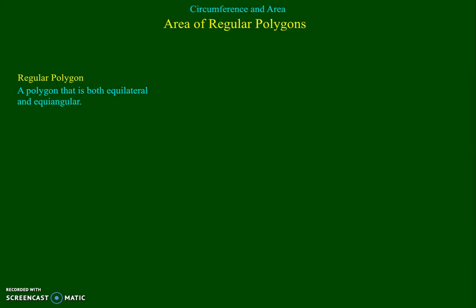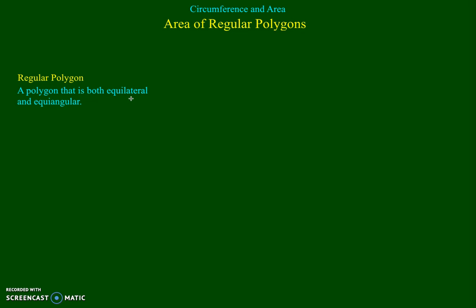This is part 4 of the series Circumference and Area, and in this section we're going to start out with a discussion of regular polygons. Now, a regular polygon is a polygon that is both equiangular and equilateral. Remember that equiangular means all the interior angles are congruent, therefore they're equal in measure, and equilateral means all the sides are equal in length, therefore congruent. So it's equiangular and equilateral.